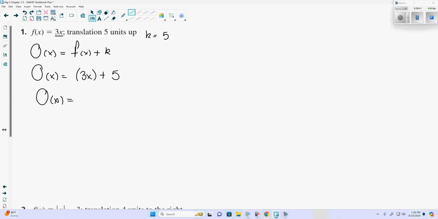Now again, at this point, there's nothing in front of the parentheses for f of x, so we can drop them, giving us 3x plus 5. Are there any like terms? So that's it. Questions on this here? Feel good with this so far?